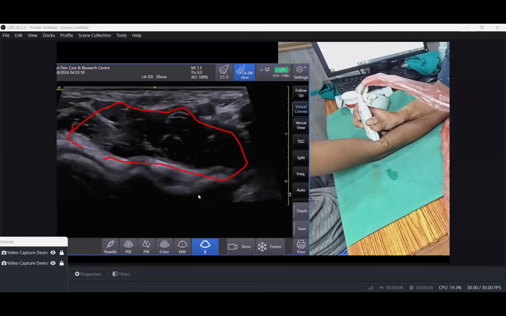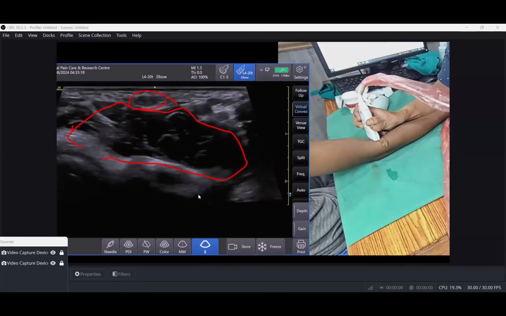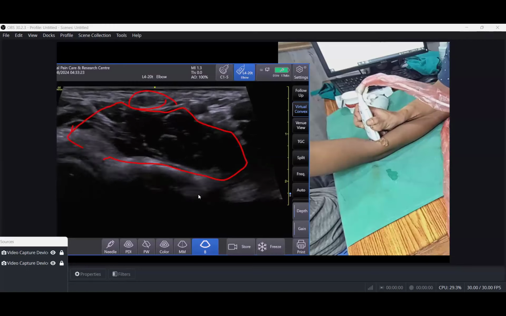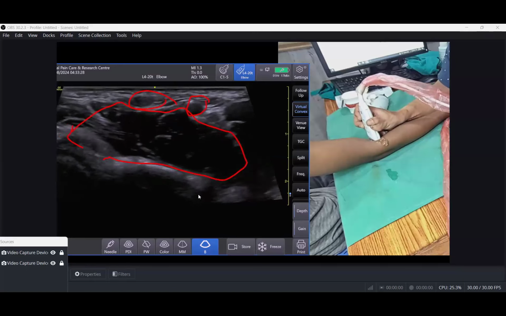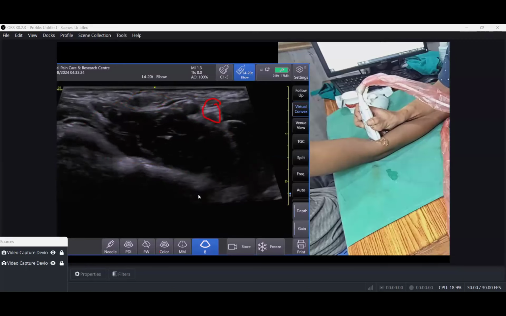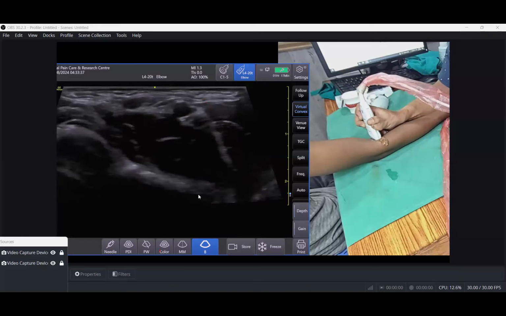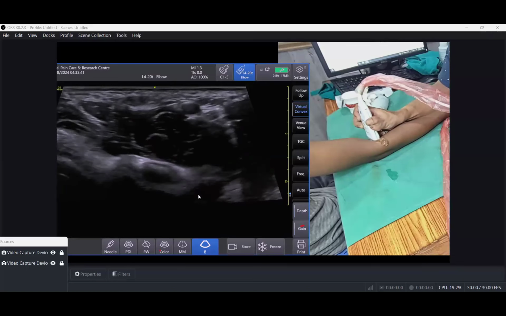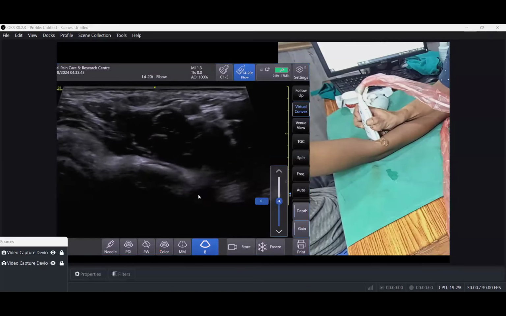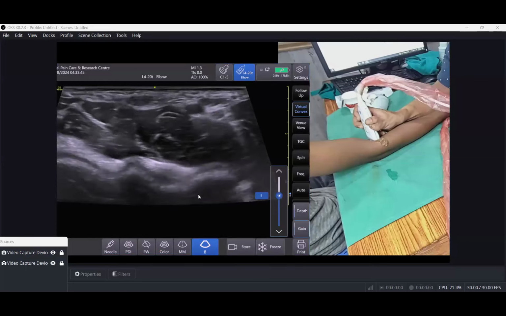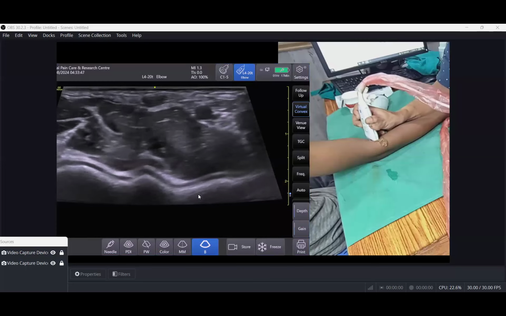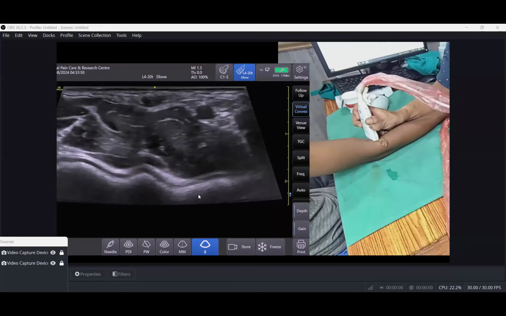Above the brachialis, you can see a short axis view of the biceps tendon. Medial to it you can see the brachial artery, very nicely bounding, and more medial to this is the ulnar nerve. You can put a color Doppler here, and let's increase the gain. Very nicely seen. These are very important structures.